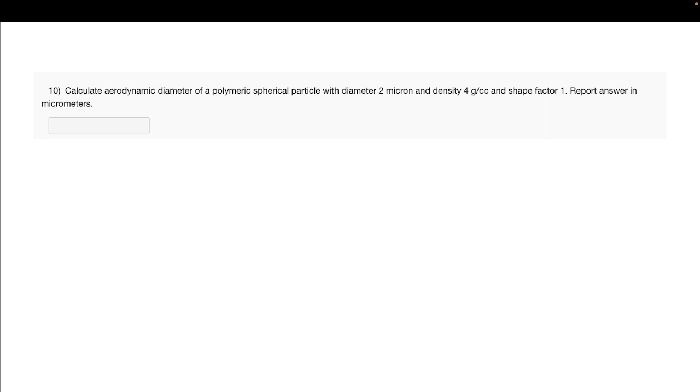We have the formula: aerodynamic diameter equals the geometric diameter multiplied by the square root of the density, then the shape factor. Yeah, so here, since the particle is already spherical, the shape factor doesn't play a role. So yeah, the straightforward formula is your aerodynamic diameter.